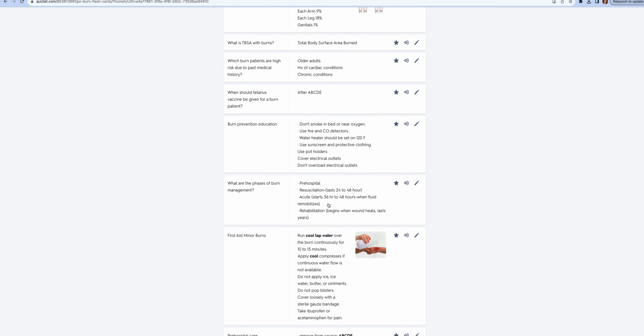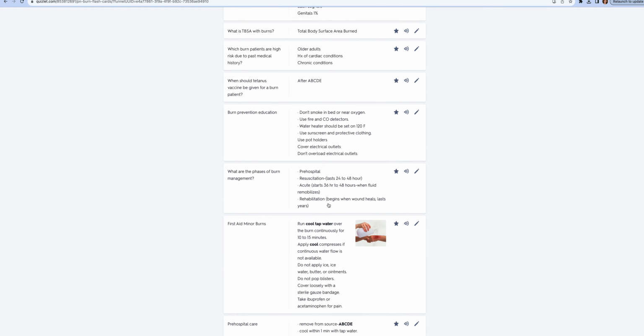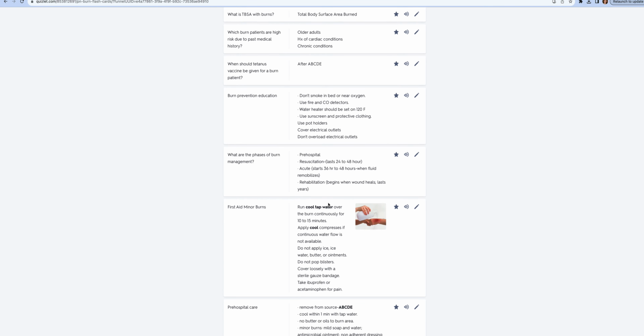All right, there are 4 stages of burn management. The pre-hospital stage, the emergent stage, which is also called the resuscitation stage, the acute stage, and the rehabilitation stage.